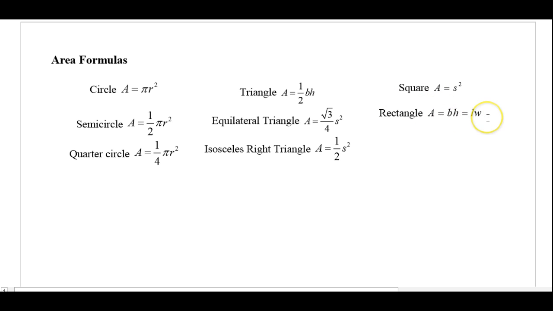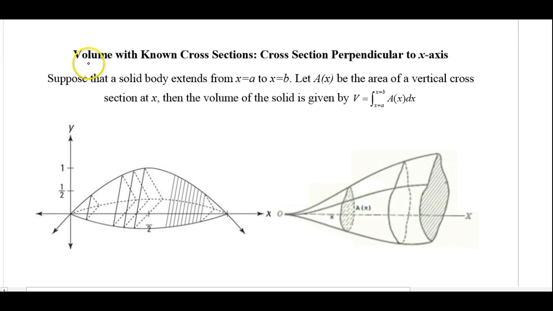Alright, so we can finally take a look at the calculus formula for finding the volume of an object with known cross sections. And we're going to first start by looking at cross sections that are perpendicular to the x-axis. So we're thinking vertical slices.